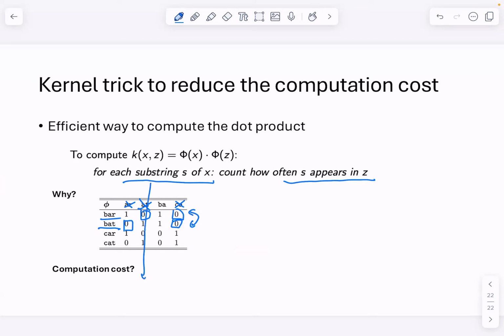What would be the computation cost of this? To iterate over each substring of X, this requires time proportional to the length of X. Then for each substring, we count how often it appears in Z. This can be done in time proportional to the length of Z by dynamic programming, DP. So our final computation cost in this case is only about the length of X and the length of Z, which is much lower than the original cost.